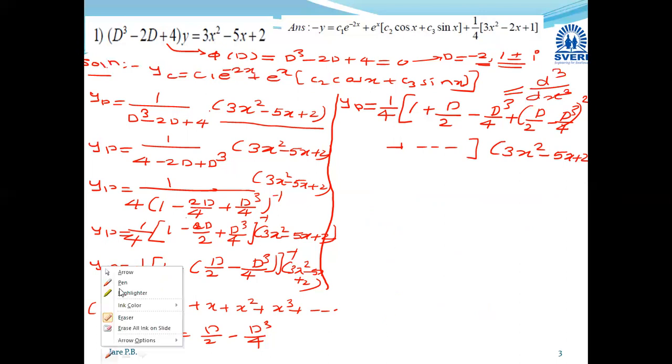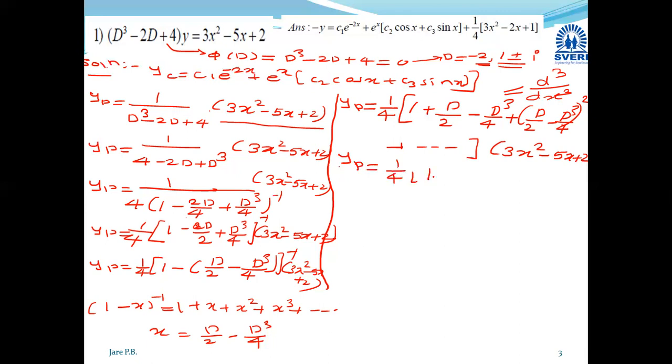Okay, so what is yp? Here yp equals 1 by 4, 1 plus d by 2. There is no need to take the d cube term because the third derivative of this term is 0. We know that a minus b bracket square is a square, which is d square by 4, minus twice AB.